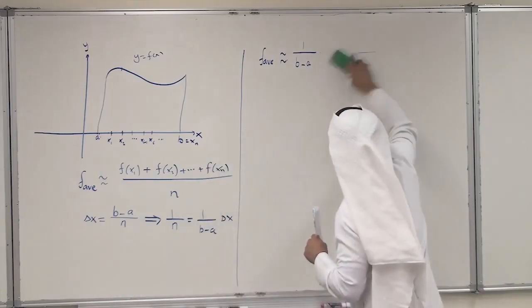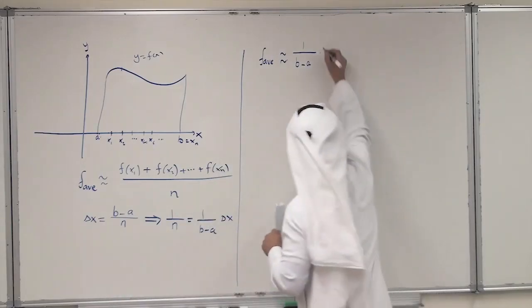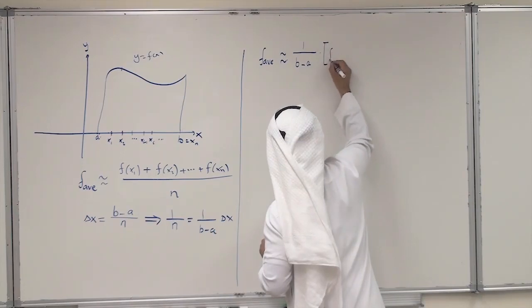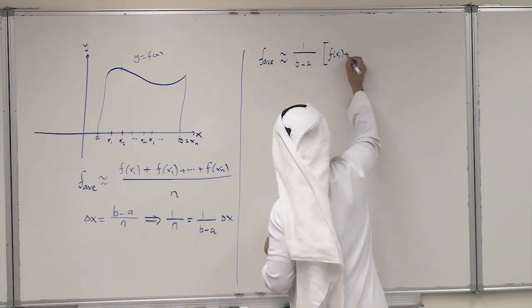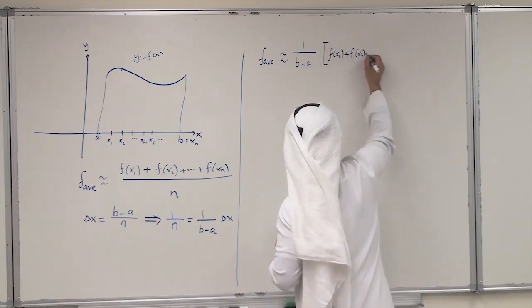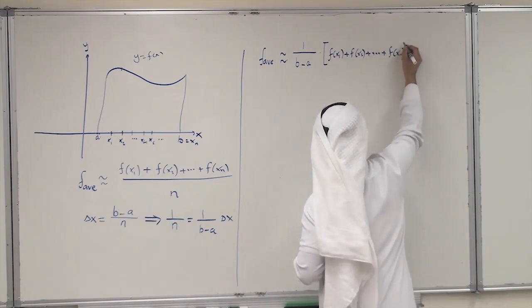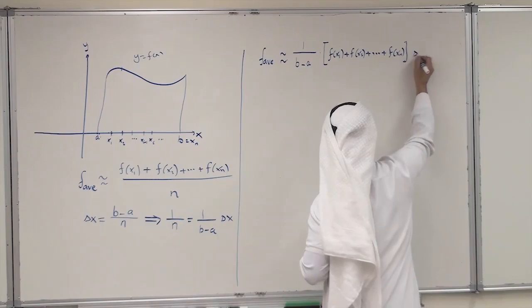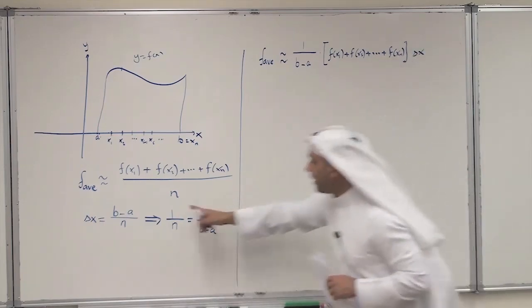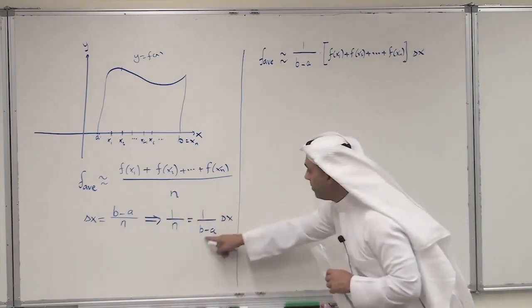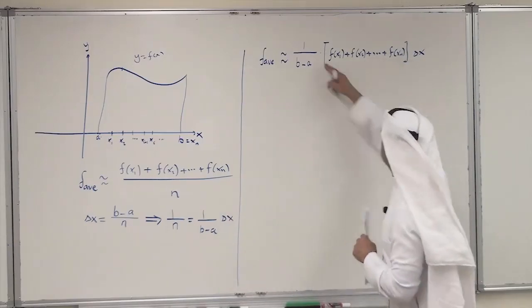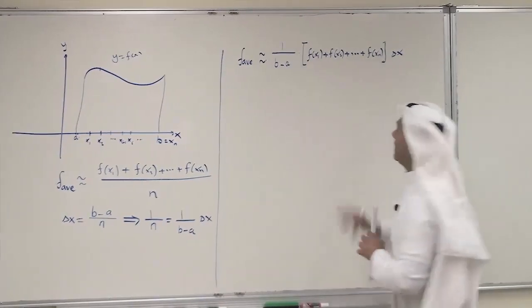So let us try to rewrite it this way. We have a bracket like this: f of x1 plus f of x2, plus up to f of xn. And then this is multiplied by delta x. I'm replacing 1 over n by 1 over b minus a times delta x. I just rearranged it. This is 1 over b minus a and this is delta x.